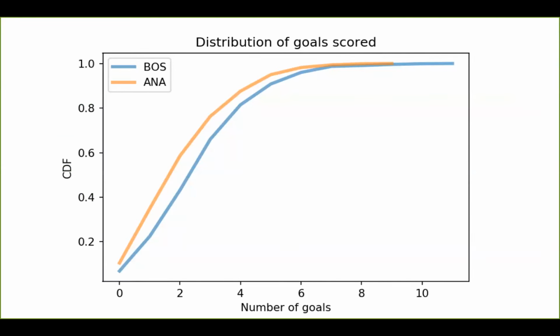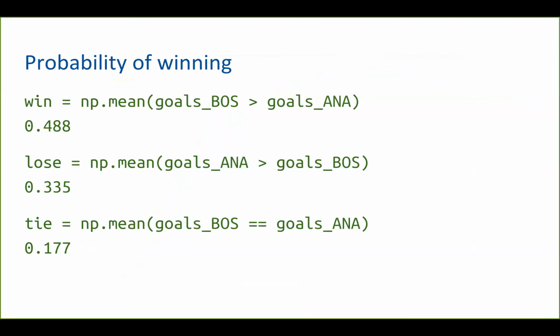Here's what that looks like. As you would expect, I think Boston is the better team. Therefore, I think that they are more likely to win. And this distribution tells us the probability for every pair of goals that might occur on Friday. I can pull out of that the probability of winning.